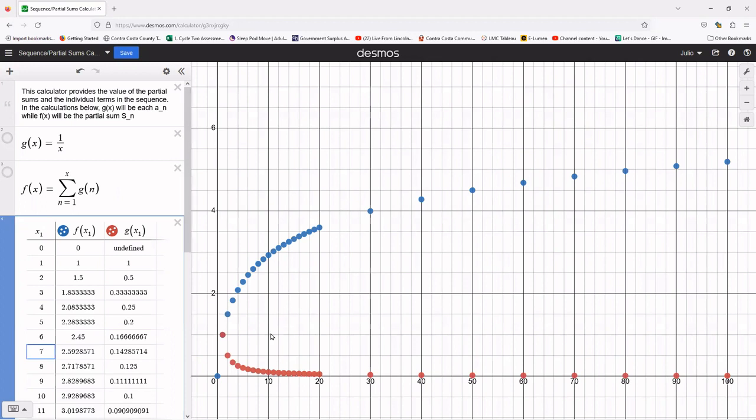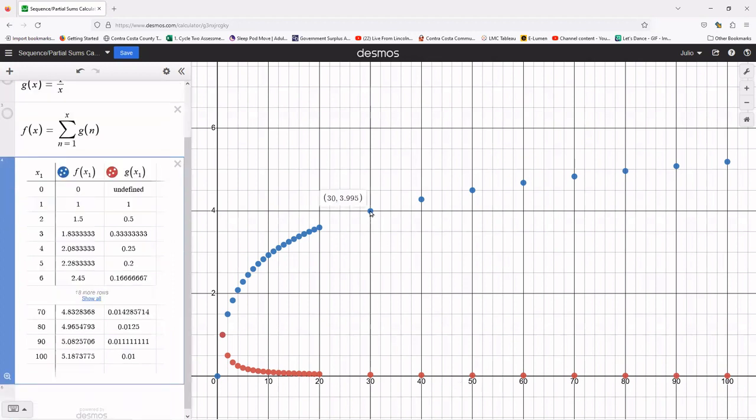If you take a look, the green points, these red points, are the individual a sub n's, and the blue points are the partial sums up to that value. This one right here is the partial sum up to the 30th term. This one right here is the partial sum up to the 11th term. This one right here is the partial sum up to the 15th term.